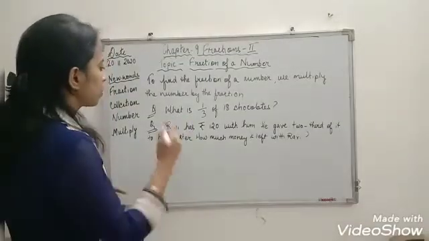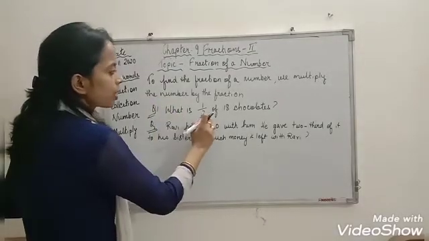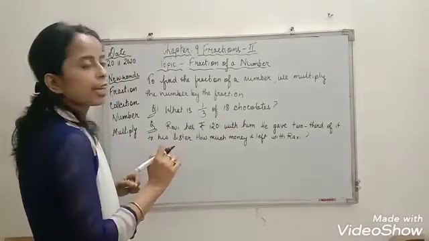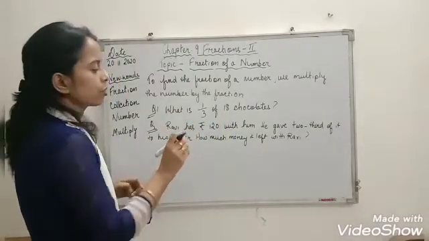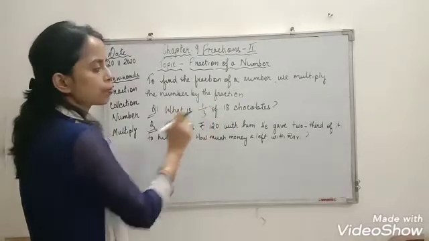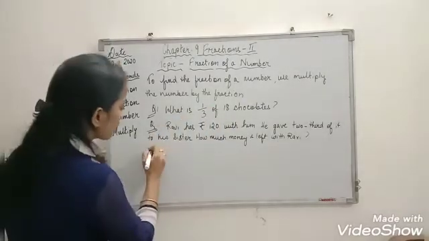Okay, so number 1 is what? What is 1/3 of 18 chocolates? How many chocolates are there? 18. So what do we have to find out? What is 1/3 of 18 chocolates? Fraction and the number. So how are you going to find out, children?